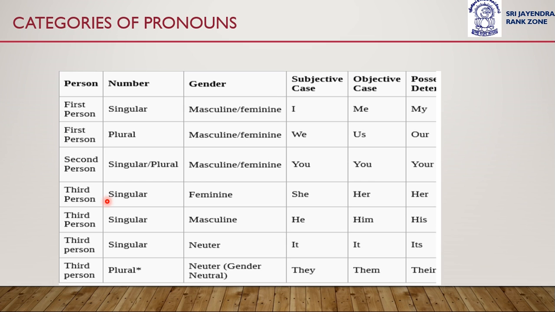For a third person singular feminine, we have to use she in the subjective case, her in the objective case, and her is also used for the possessive case. For a third person singular masculine, he is used instead of she. Okay, so if the noun is feminine, she will be used. If the noun is masculine, he will be used.